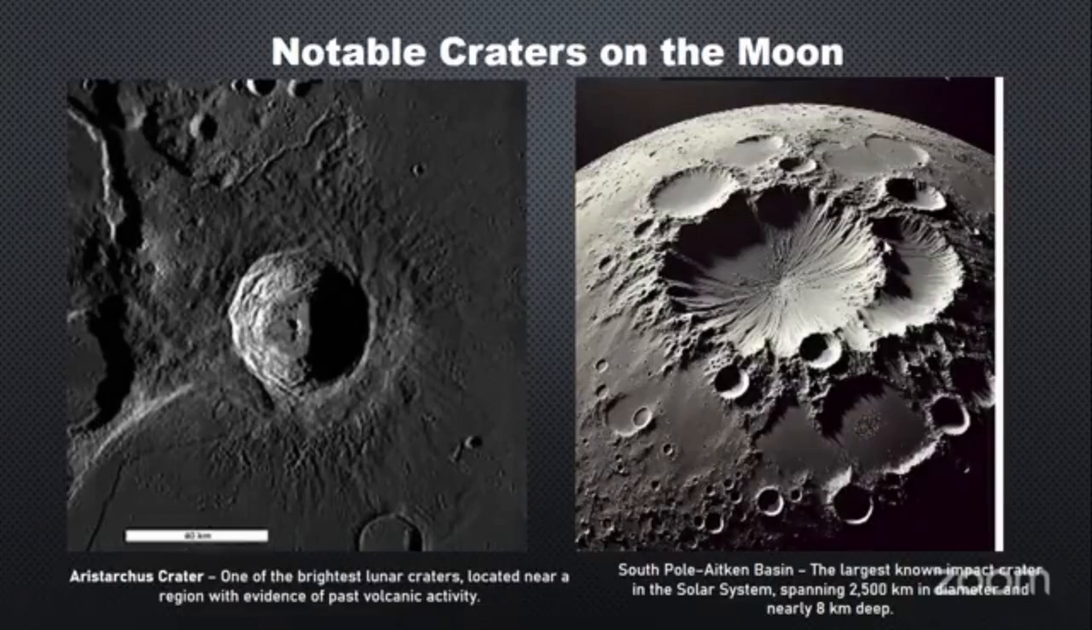And here is the Aitken Basin. I used an AI-generated image so that you can see the magnitude of this crater. It is the largest known impact crater in the solar system, spanning about 2,500 kilometers in diameter and nearly 8 kilometers deep.